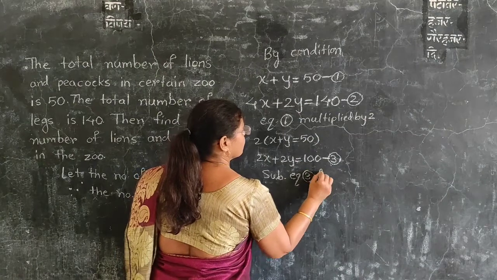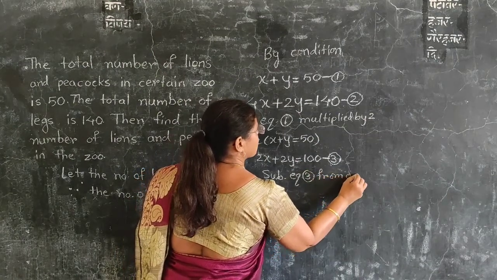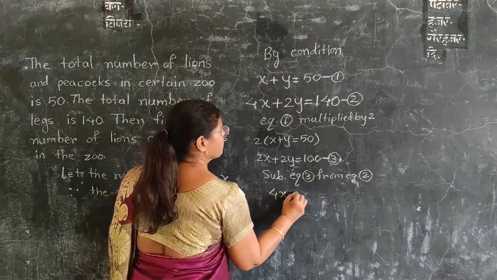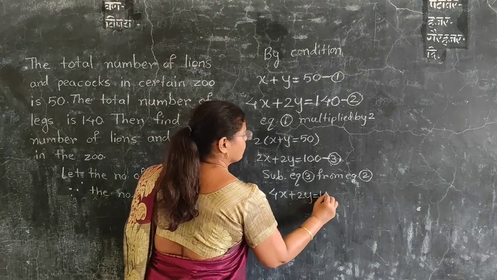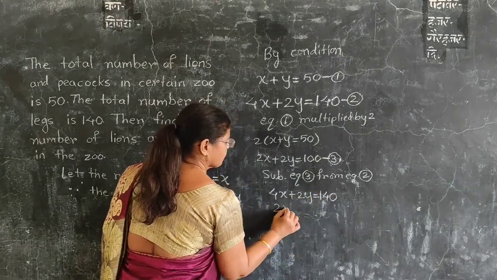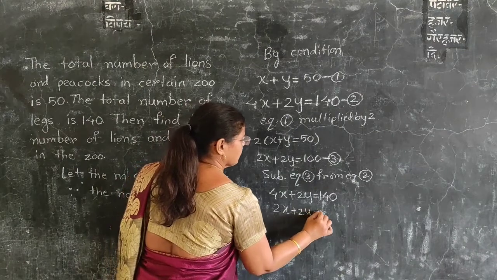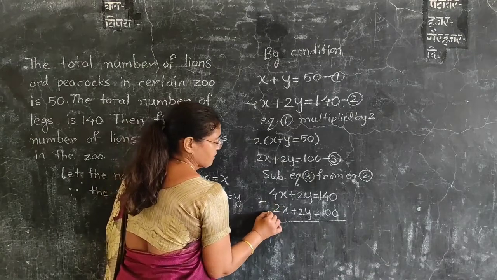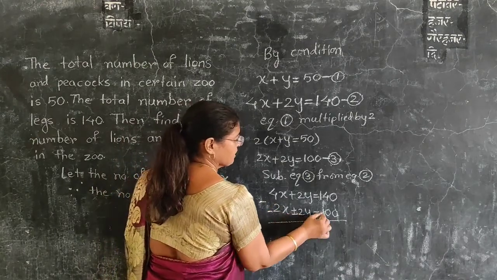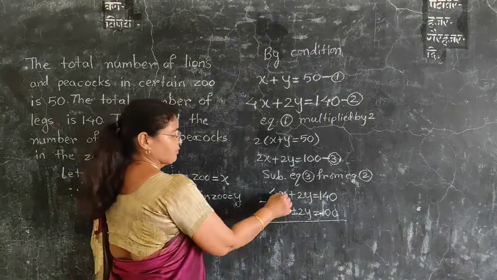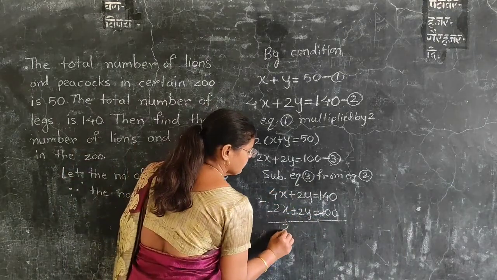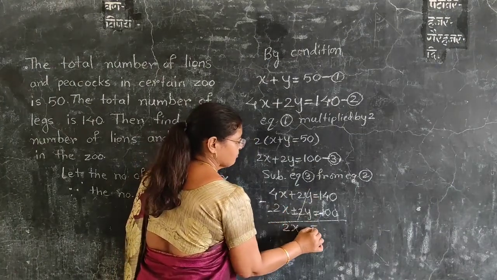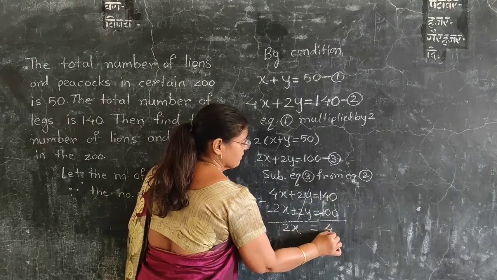So let us subtract equation 3 from equation 2. Write equation 2 first: 4x plus 2y equals 140, and 2x plus 2y equals 100. We have to subtract, which means change the signs. 4x minus 2x, we get 2x. 2y minus 2y will cancel. 140 minus 100, we will get 40.